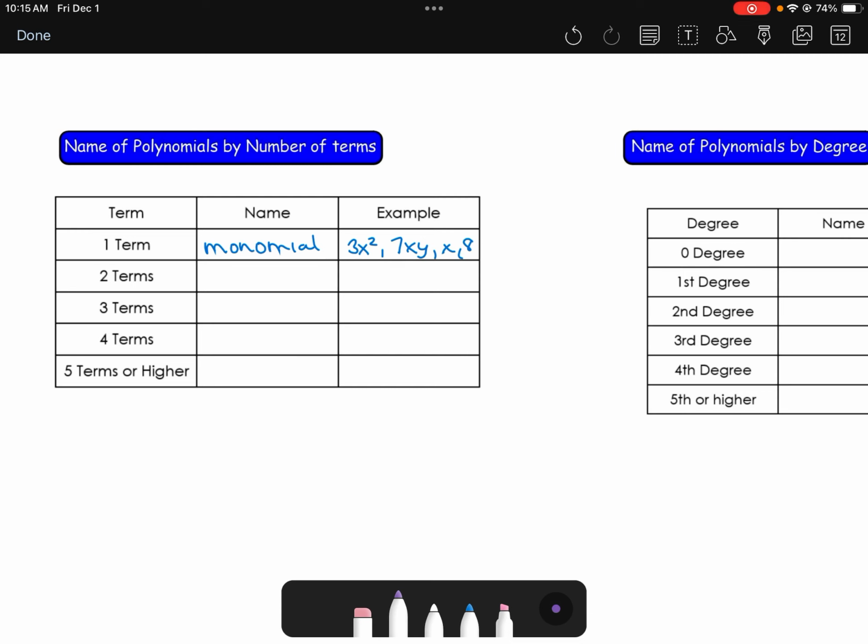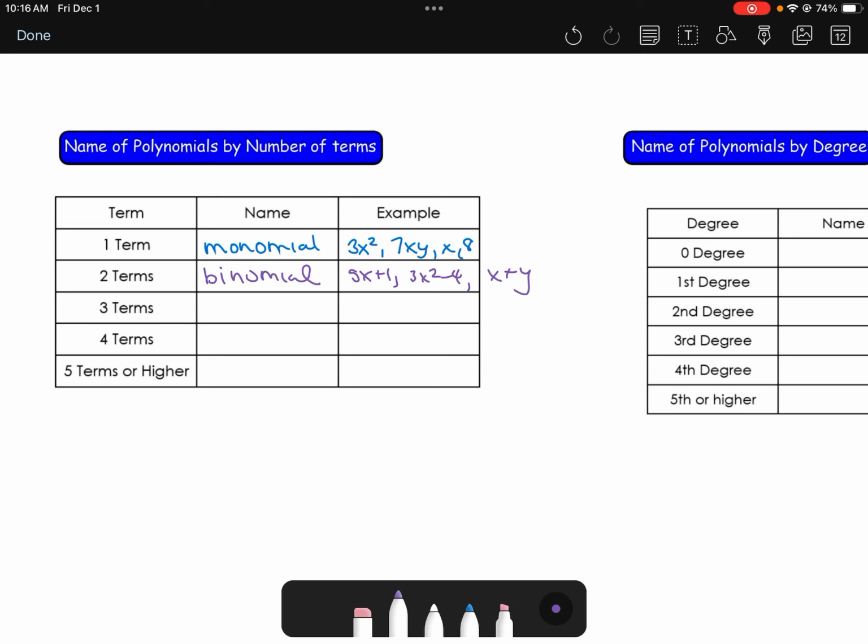The next one is when you have two terms: a binomial, bi meaning 2. Examples of those would be 5x plus 1, 3x squared minus 4, x plus y. Again, I have two terms.